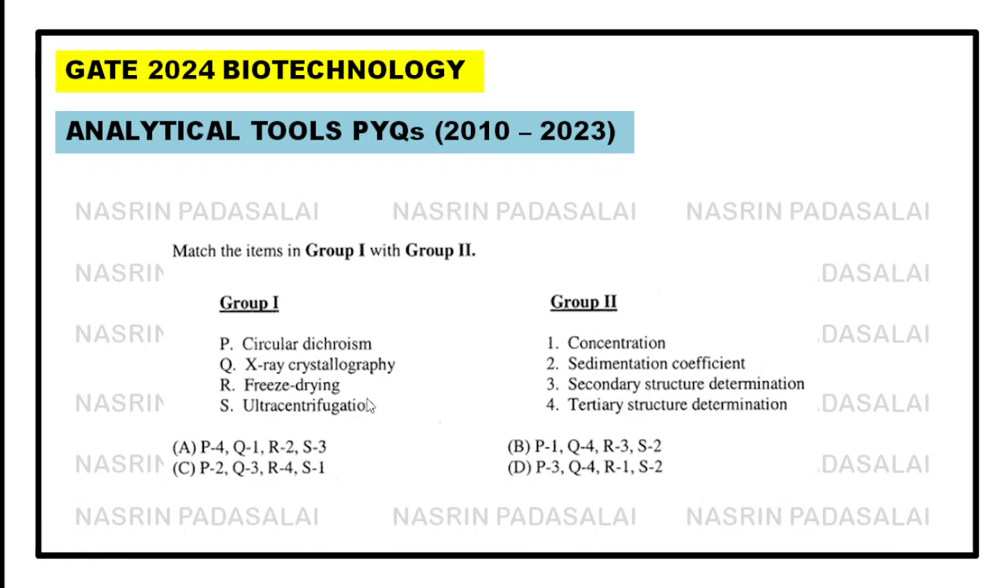So X-ray crystallography and NMR are employed for your tertiary structure determination, and freeze drying is nothing but your lyophilization, which is concentration. It will be concentrating the substances. Next is ultracentrifugation, which employs the sedimentation coefficient. This method of ultracentrifugation is based on sedimentation coefficient.